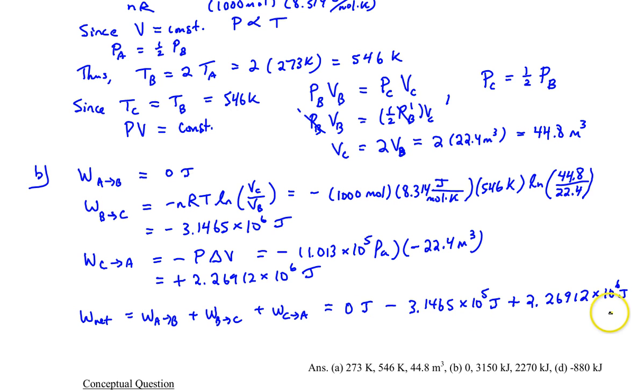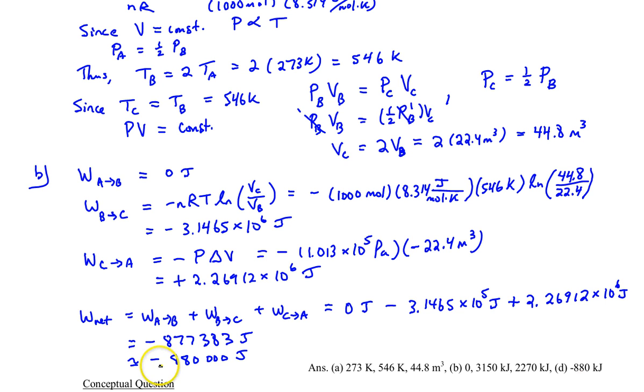And there are all the works here, and when you add that all up, you'll get negative 877,383 joules. Or you can round this off to about negative 880,000 joules, or negative 880 kilojoules.